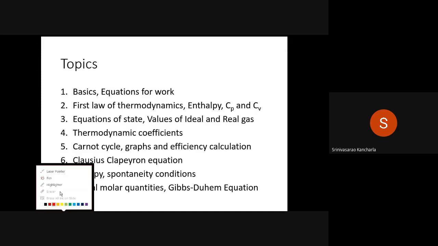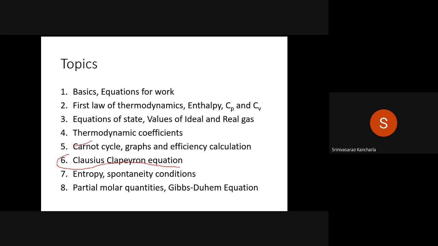Okay, today we will discuss the Carnot cycle, its efficiency, and some concepts of entropy. And tomorrow we will discuss the Clapeyron equation. It is a change in temperature with respect to pressure. Okay, a change in pressure with respect to temperature, dP by dT. And then we'll go for the partial molar quantities.